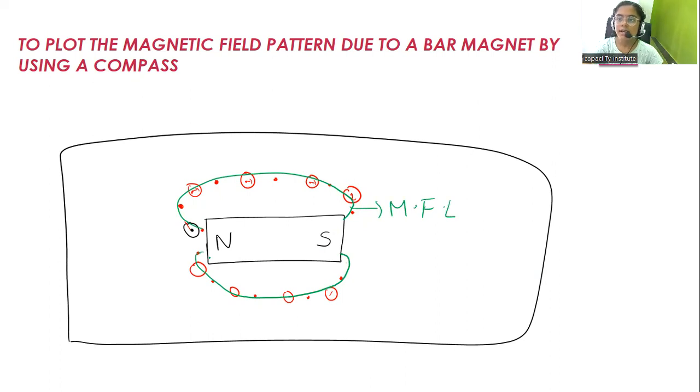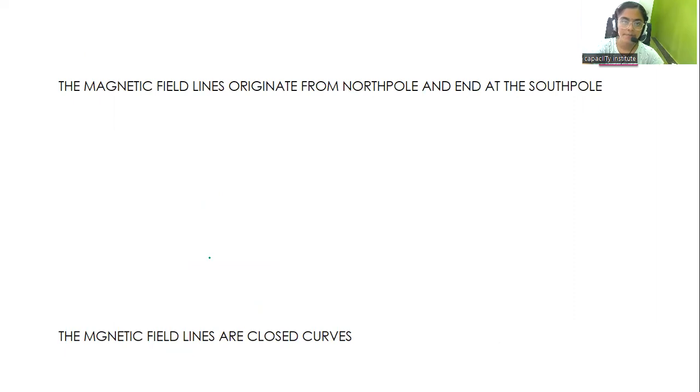Now, this magnetic field also has its own properties. Let us check out what the properties of magnetic field lines are.